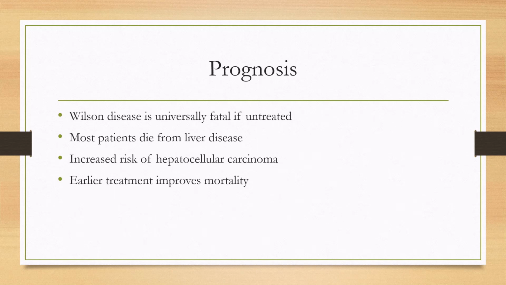For prognosis, Wilson disease is universally fatal if untreated. Most patients will die from liver disease. In addition, they'll also have an increased risk of hepatocellular carcinoma, and early detection and treatment improves mortality.